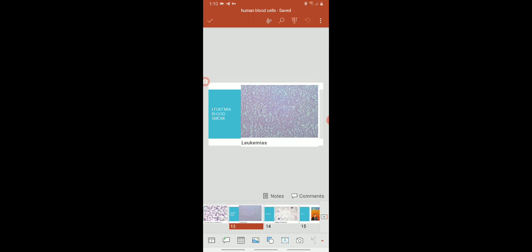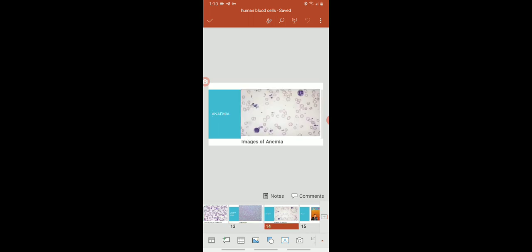Then in the next image, here we can observe anemia. Now this disorder is related to the RBC. The RBCs consist of hemoglobin and when the hemoglobin content is low, the person is called anemic. That is decreased hemoglobin content. This condition is anemia. We can observe the anemic slide here.